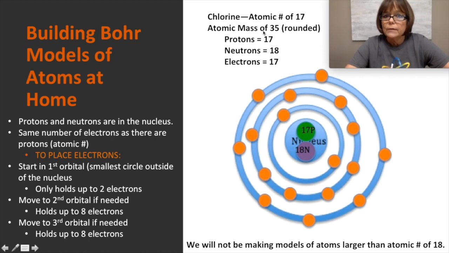Chlorine, remember, has 17 electrons, so I put 2 in the first orbital. I put 8 in the second orbital, so that's a total of 10, which leaves me with 7 more electrons that need to go in this third orbital. For middle school, we will not be making Bohr models of atoms that are larger than an atomic number of 18. You'll learn more about what happens with larger atoms when you get to high school.